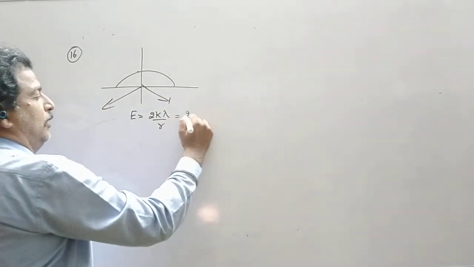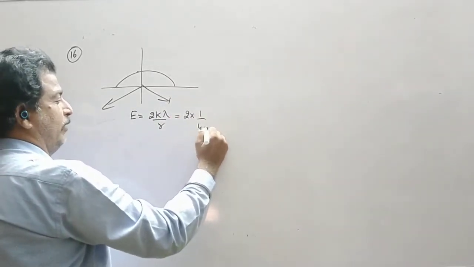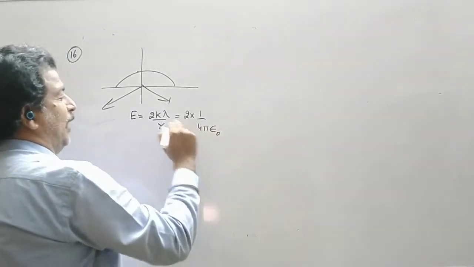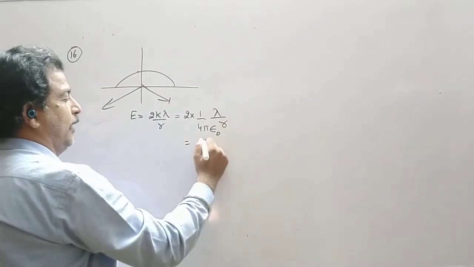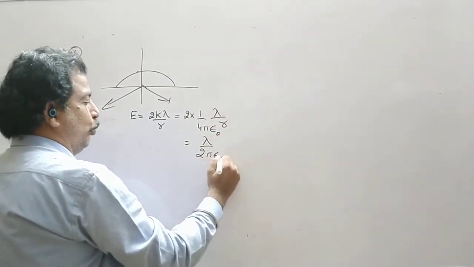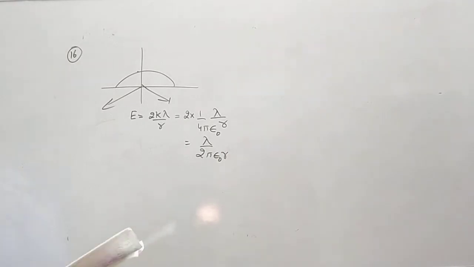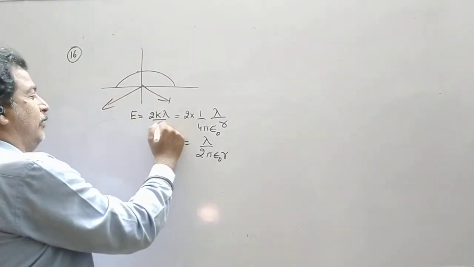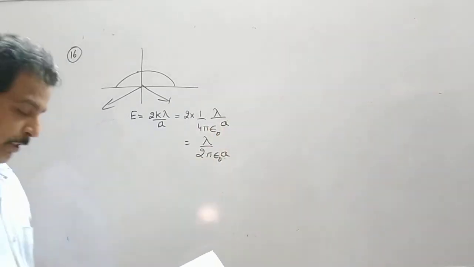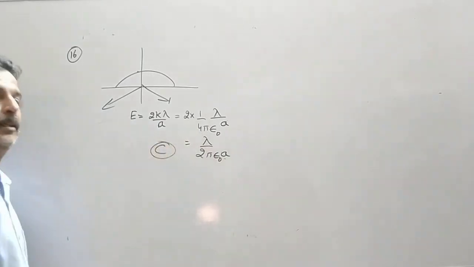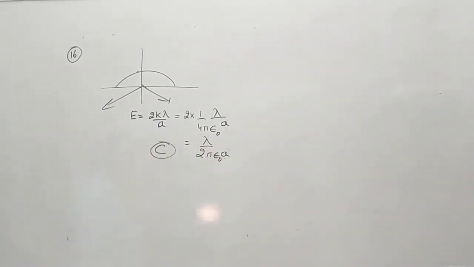Now in the answer they have given it in terms of epsilon naught, so k can be written as 1 upon 4 pi epsilon naught. So this can be written as lambda upon 2 pi epsilon naught r. So that is the direct answer. Sorry, here the radius given is in terms of A, so I write this A. So this is option number C. So it is a direct answer if you remember the theory, otherwise we have to do the derivation.